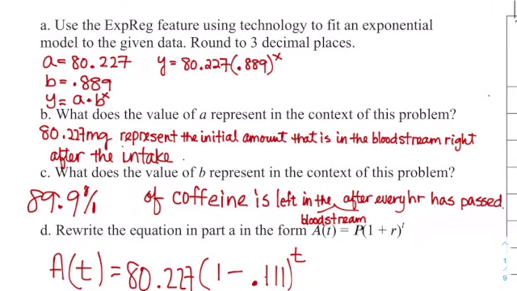So D, write the equation in part A in the form A of T equals P times 1 plus R. Now in this case, it's going to be 1 minus R from the previous note. The reason for that is because it's a decay. 80.227 is the initial amount based on the calculator. Then 1 minus 0.111. I took 1 minus 0.889. And that's how I got the 0.111.